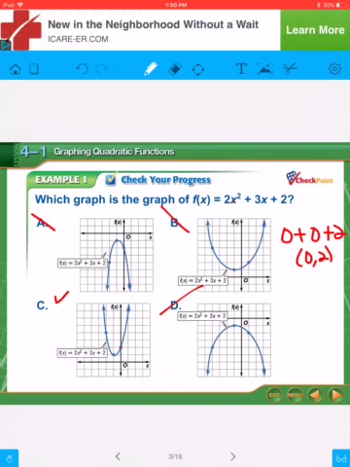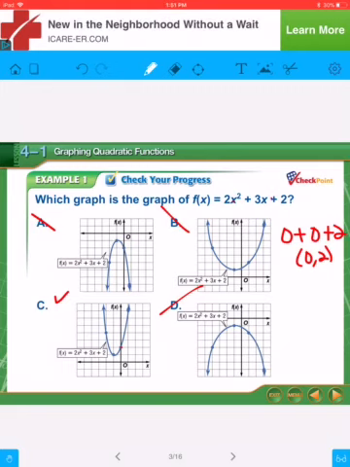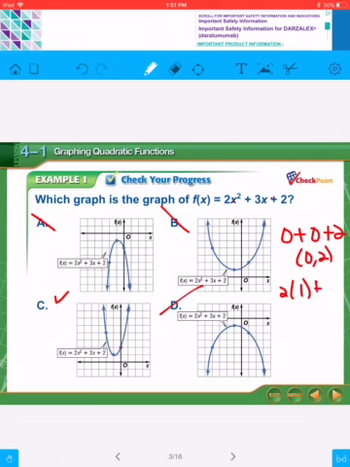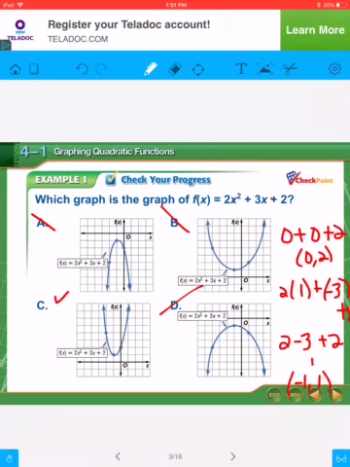So I'm going to plug in -1, and if I plug in -1 for x, I should be getting a +1 out of this. So when I plug in -1, I have 2 times -1 squared is 1, plus 3 times -1 is -3, and then I have plus 2. Ran out of room. So 2 times 1 is 2, minus 3, plus 2, which would give me a +1. So I have a point at -1, 1, which we said we should have, so C is the correct answer.